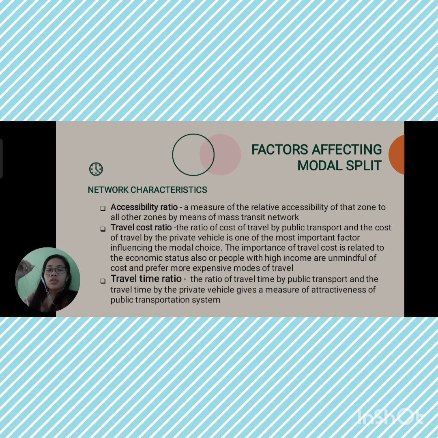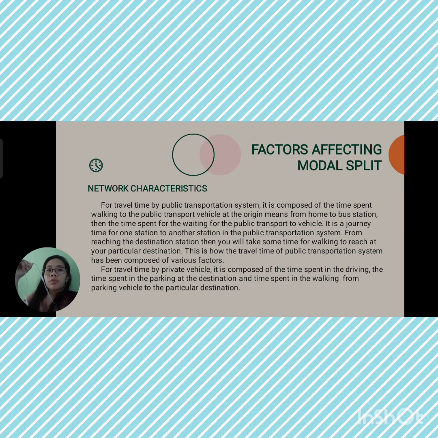Next is ang factors affecting modal split. Next is ang network characteristics nga under sa factors affecting modal split. Accessibility ratio, travel cost ratio, and travel time ratio. For travel time by public transportation system, it is composed of the time spent walking to the public transport vehicle. Sa network characteristic sa public transportation system, ang oras nga imong gilaan para sa pagbaklay paingon sa terminal sa public transport vehicle. The region means from home to bus station or mga station nga tuad dito ang parkingan sa mga public transport vehicle. Next is ang time spent nimo nga naghulat ka para sa public transport vehicle.